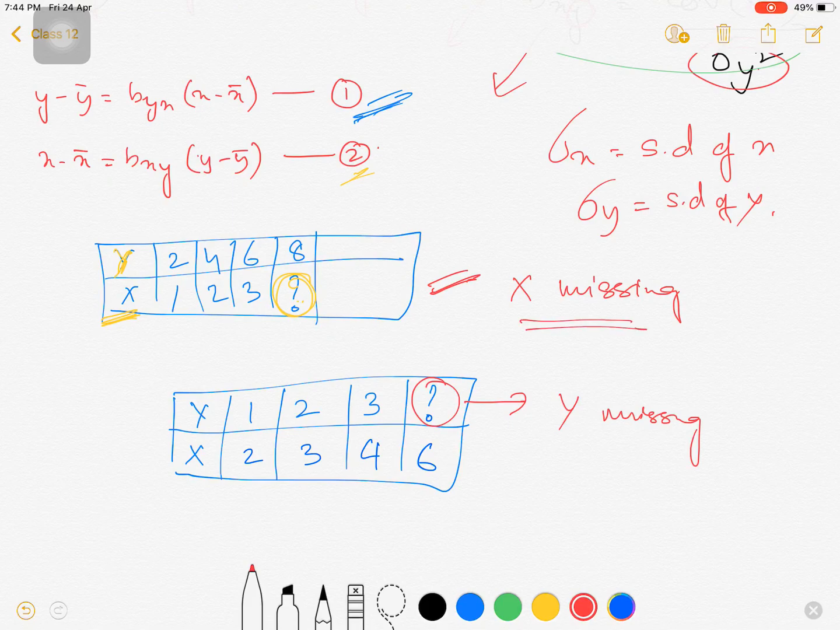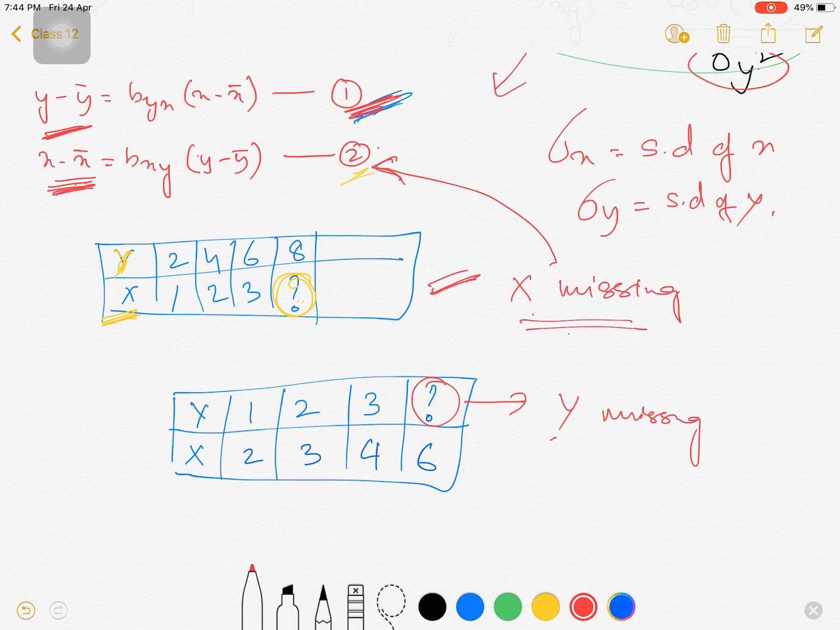When x is missing, you have to use the equation where x is dependent. That means x missing means you have to use this equation here, second one, because x is dependent here. Only when x is dependent you will be able to find the missing values of x. And when will you use the first equation, equation 1? When y is missing, because here y is dependent.